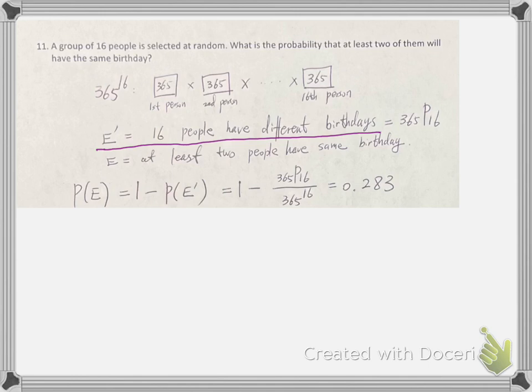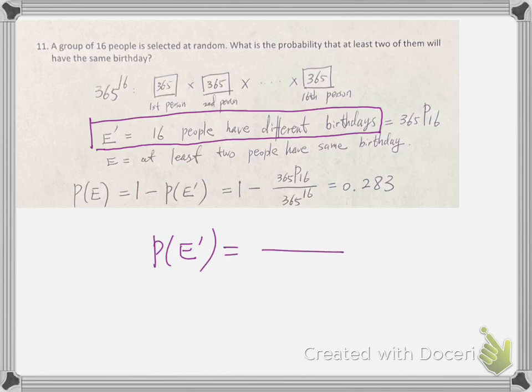Same birthday is too hard to consider, so we consider the complement event, which is different birthday. Suppose 16 people all have different birthdays. You find that probability, and then 1 minus that, or 100% minus that, you get the percent of same birthday. Okay, so now the probability of E prime.